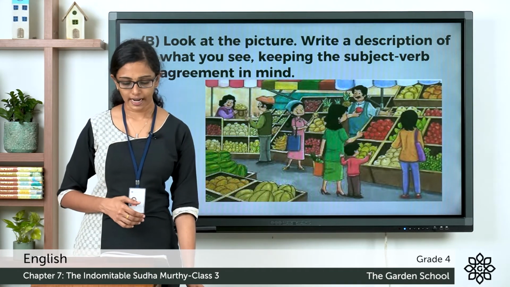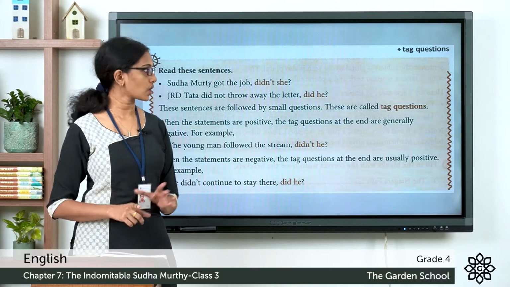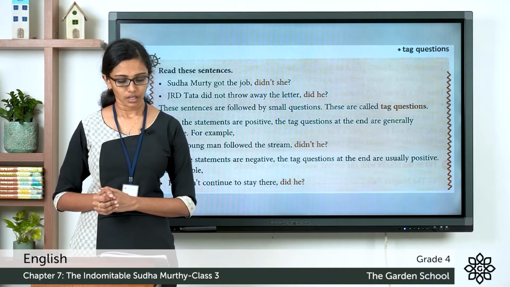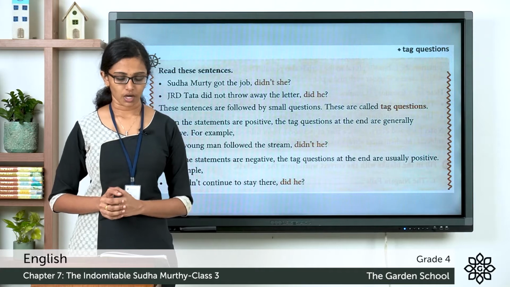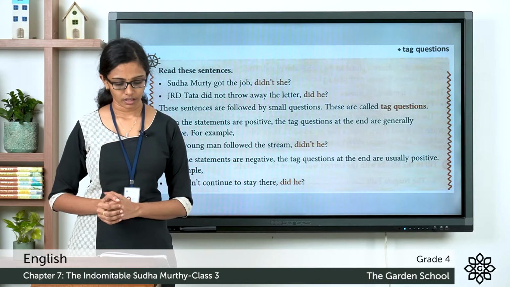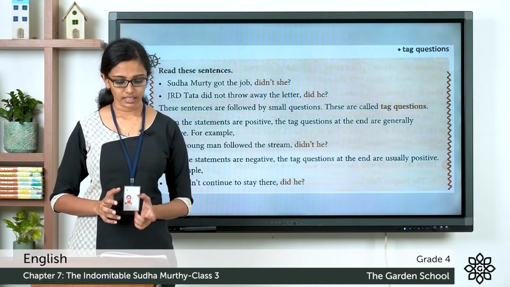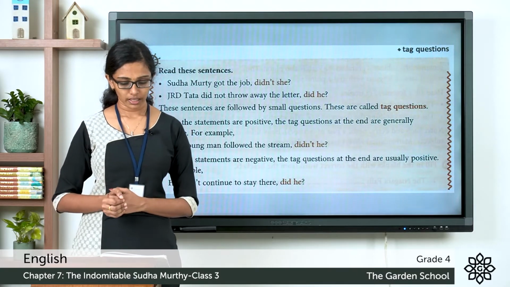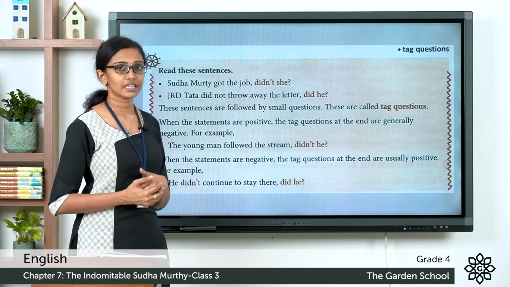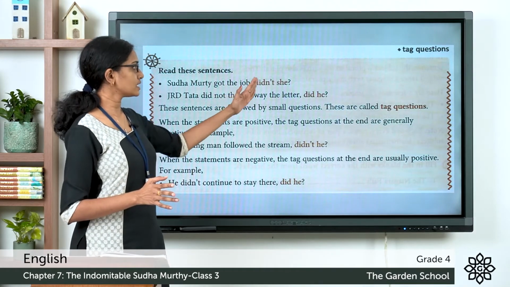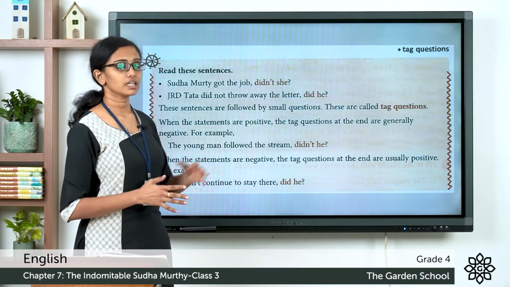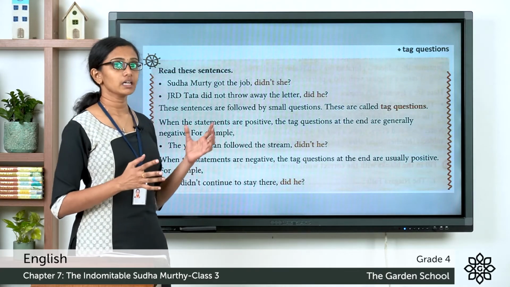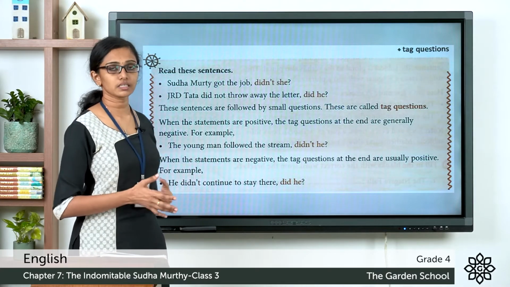And it's about tag questions. You can read a small note in your textbook itself. Let me read the sentences to you. Sudha Murthy got the job, didn't she? J.R.D. Tata did not throw away the letter, did he? So in the two sentences given here, you can see the words didn't she and did he are given in red color. These are highlighted here and these are given as a question there.